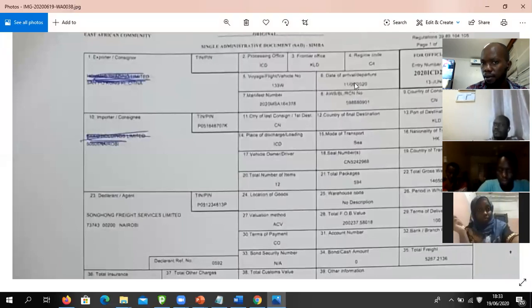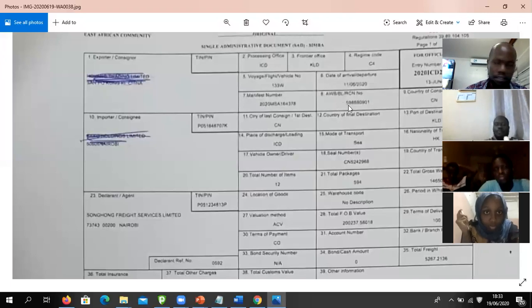Another item you can find there is the BL number and the manifest number. Above it, we have the manifest number, that is column number 7. Sorry, column number 7, the manifest number. Column number 8 is the date of arrival. So this is 5, 6, 7, 8. Column number 8 is the bill of lading number.